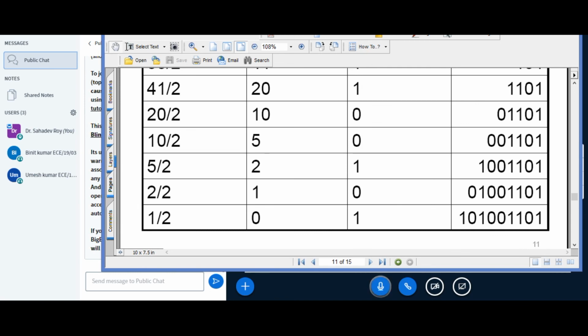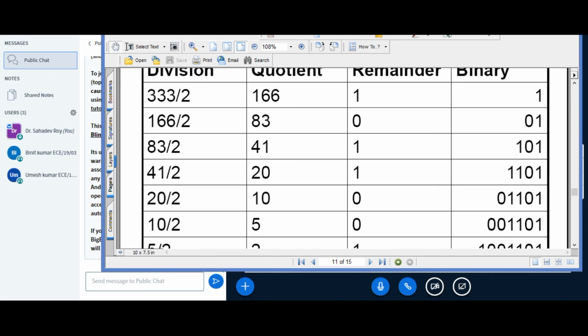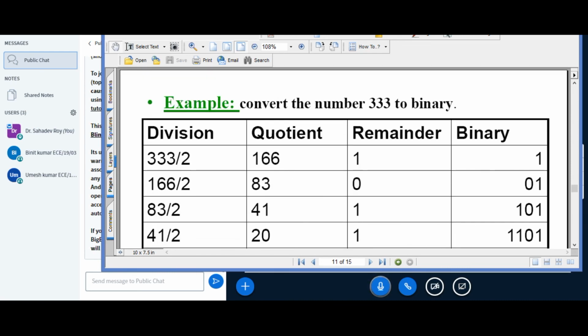So look at the policy. In the last case, you may neglect this point and directly write 0 and then 1. But when you implement this in software programming, you write that when the quotient is either 1 or 0, we have to stop the division. So in this fashion we are able to complete a representation method from decimal to binary number system.